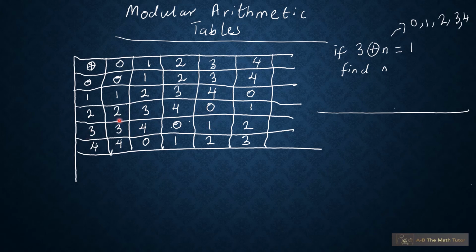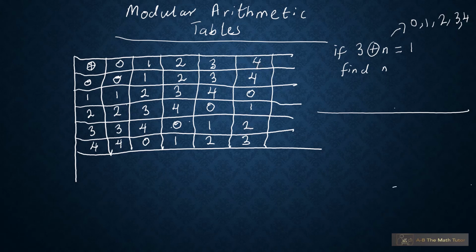3 plus 0 will give us 3 according to the table. 3 plus 1 will give us 4. 3 plus 2 will yield 0 in mod 5. 3 plus 3 will yield 1. And then 3 plus 4 in mod 5 will yield 2.